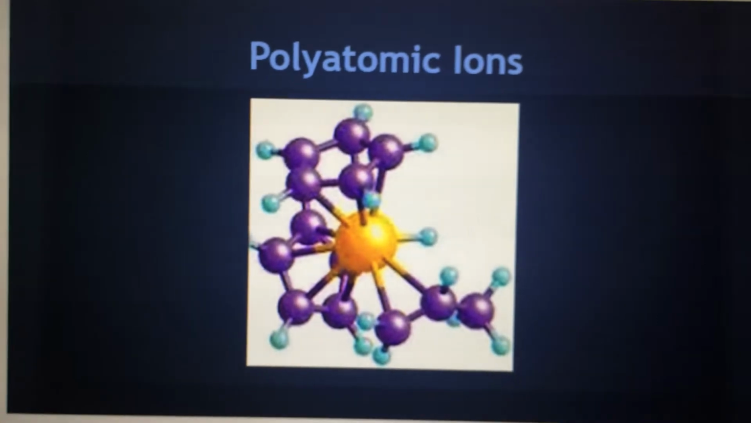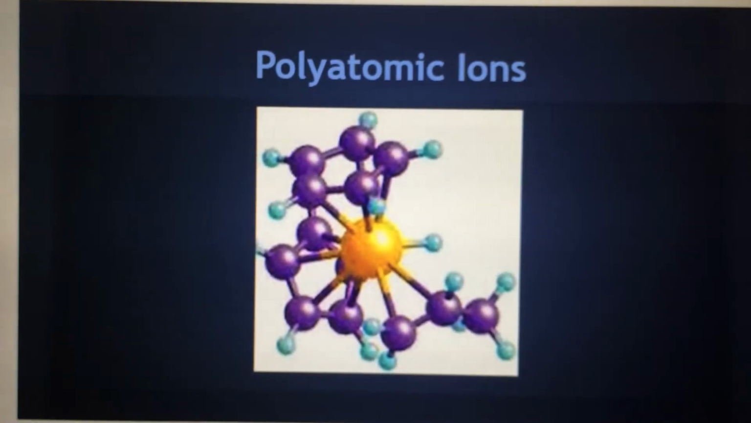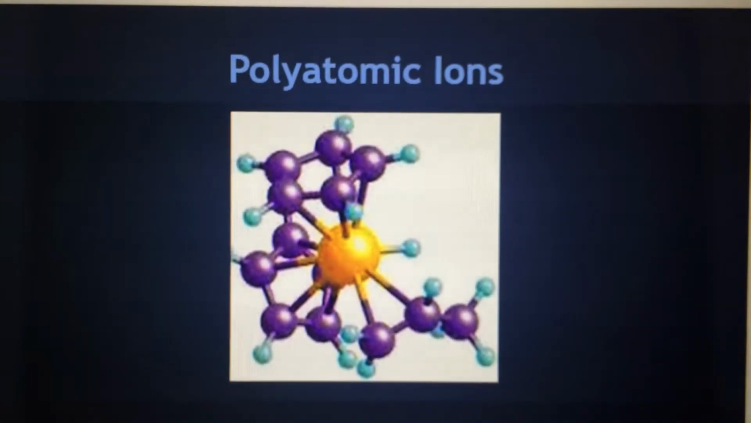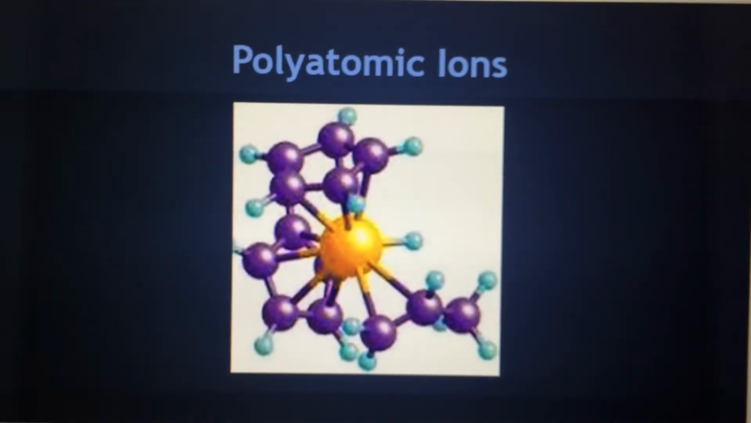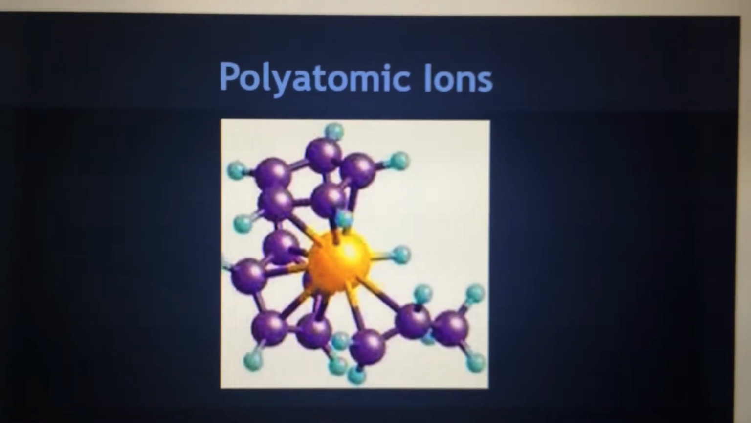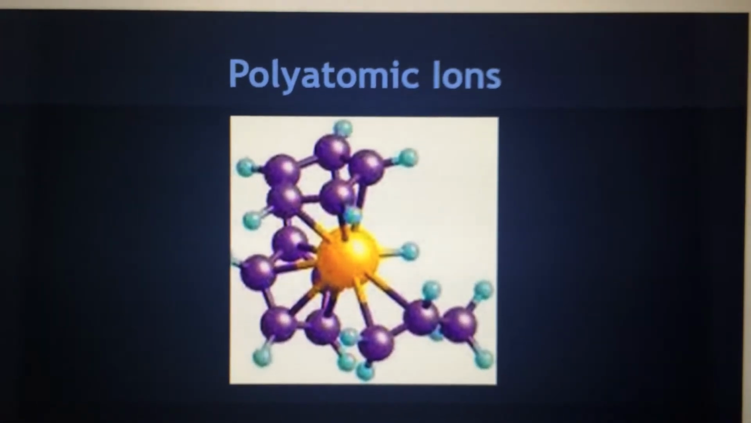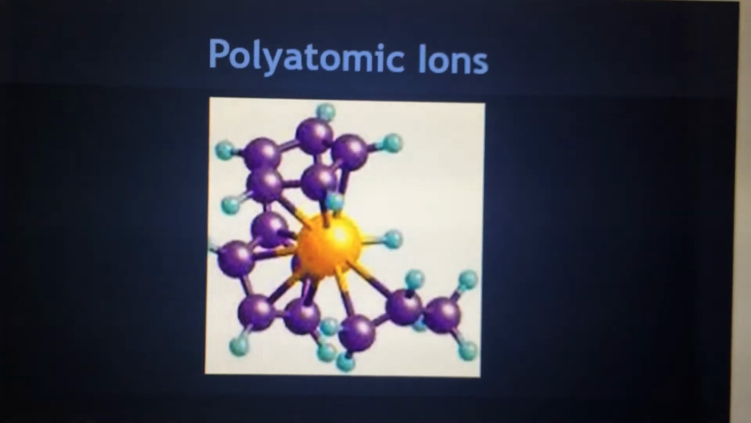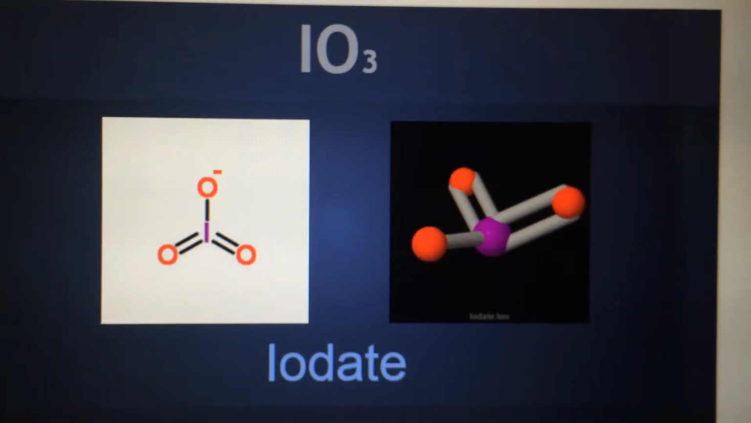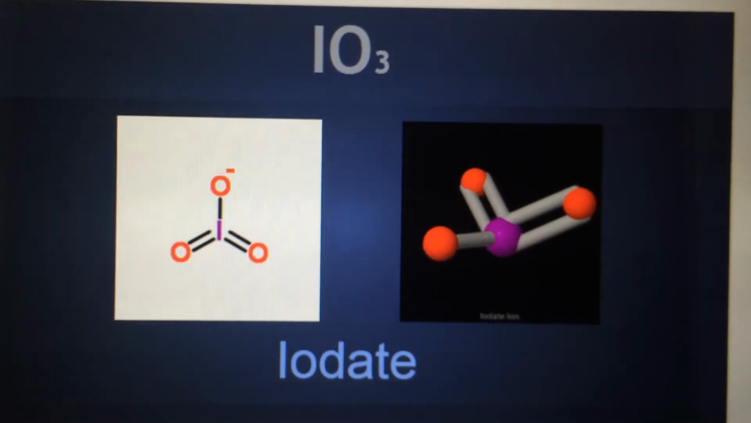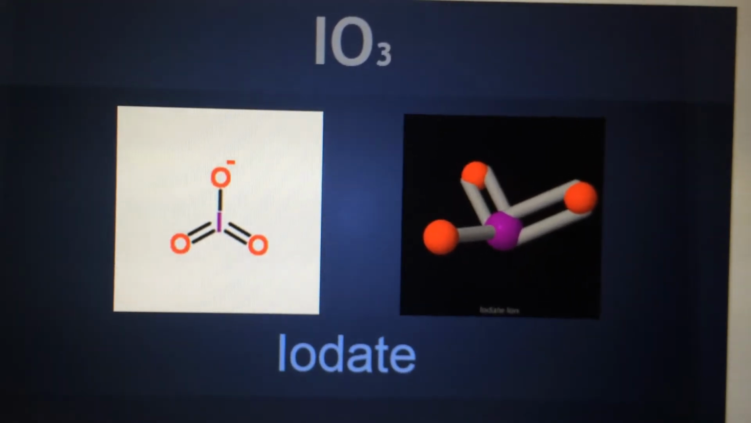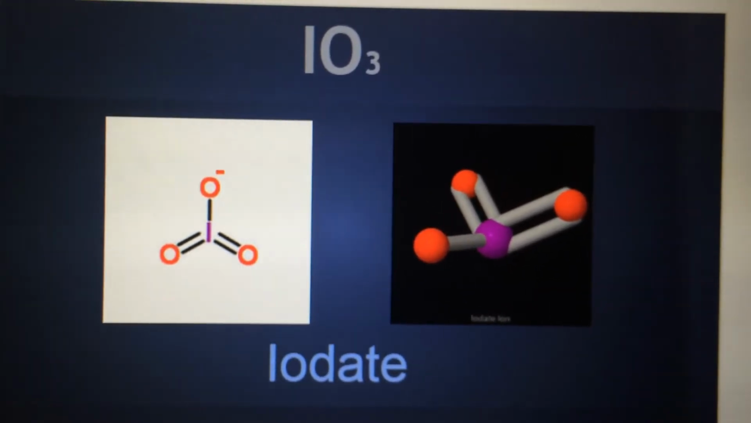Polyatomic ions are chemicals in which atoms fill their octet with electrons by using both covalent and ionic bonding. Polyatomic covalent ions use only the covalent bonding process. We are going to be looking at the polyatomic ion of IO3. That is iodine and 3 oxygen.